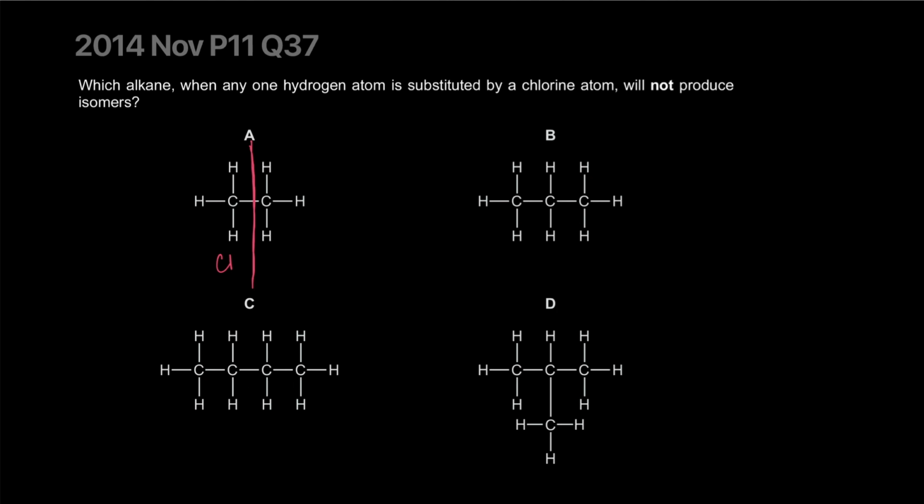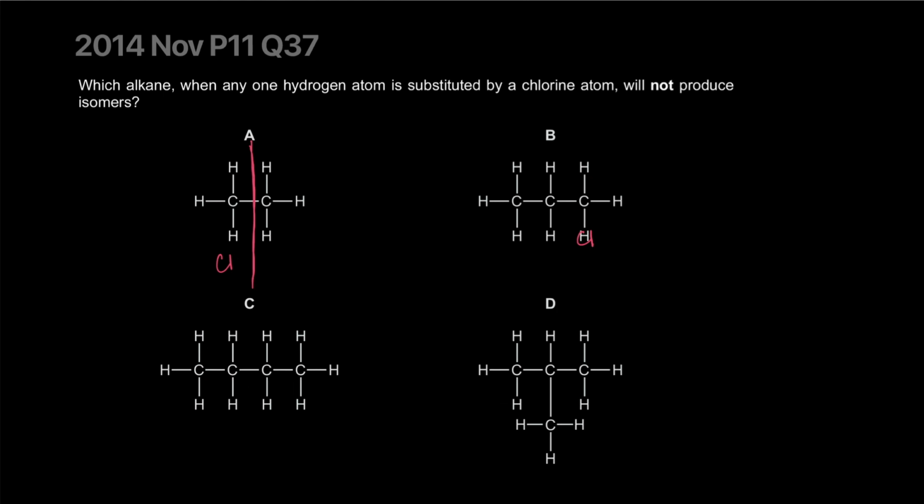Let's take a look at B and let's see if we can make more than one. Again, let's start with chlorine over here. If I put it here, here, or here, it's going to be the same thing. And if I put it here, here, or here, it's going to be this molecule right here, which I've drawn, but flipped, kind of like over here, because it's symmetrical still, right?